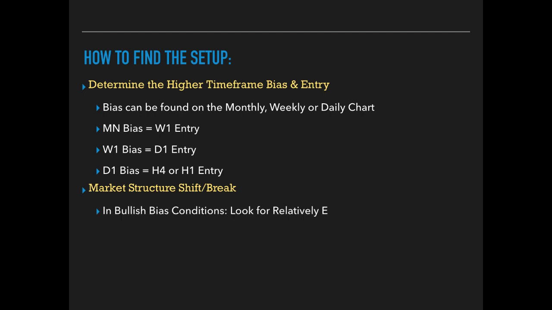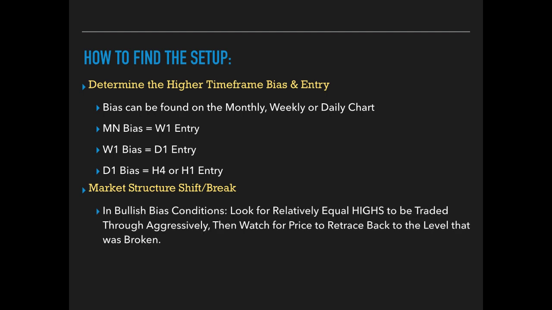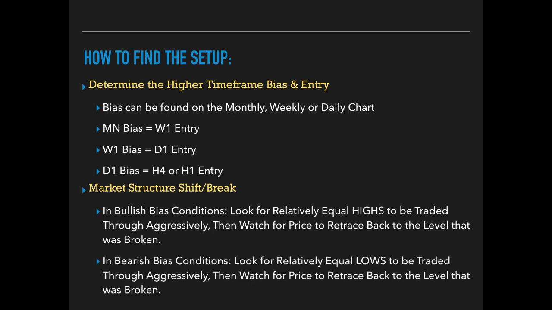Okay, and specifically in bullish bias conditions, we're going to be looking for relatively equal highs to be traded through aggressively. Okay, and then you're going to watch for price to retrace back to that level that was broken. Okay, and that will be where you're looking for the setup. Similarly and conversely, in bearish bias conditions, what we're going to look for is relatively equal lows to be traded through aggressively, and then watch for price to retrace back to that level that was broken.